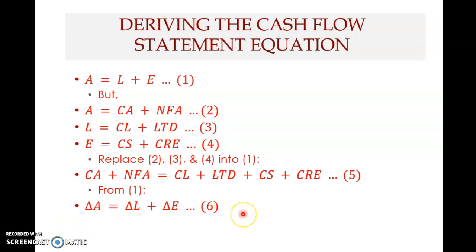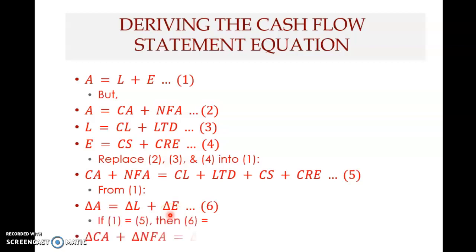So it's important to understand the rationale behind this. If the level is equal, the change in the level must also be equal, because this is the level at this point. What was the level before this point must also be equal, right? Therefore, the change in the level must also be equal. The change in assets must be equal to the change in liabilities and the change in equity. So this must also be true.